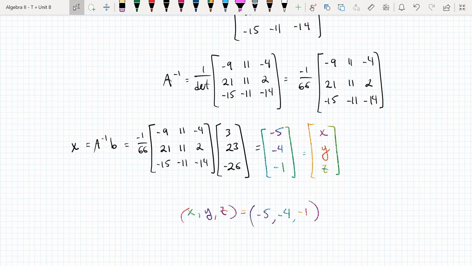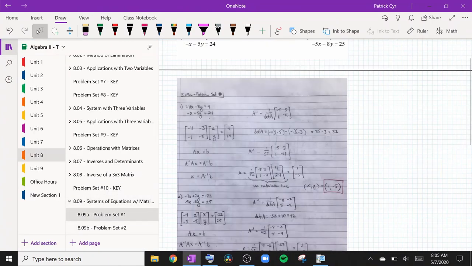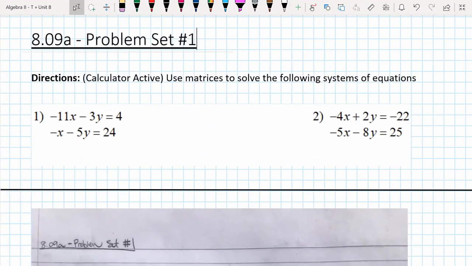Okay, so with that, for the remainder of class, I want you to go through problem set 1 here. The answer key is right below with all the work. And then once you're finished with problem set 1, go on to problem set 2.